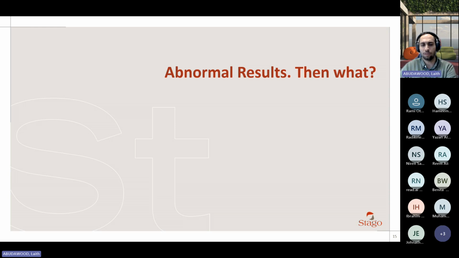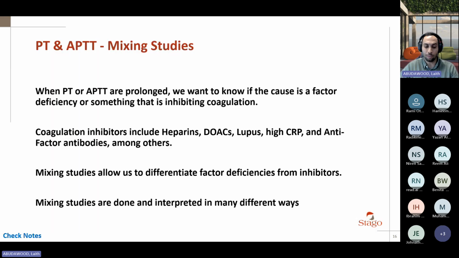Now, let's say my PT or APTT or fibrinogen are abnormal. What do I do next? Now, as definitely many of you know, when PT or APTT are abnormal, the standard protocol is, okay, let's run a mixing study. All right, what is a mixing study really? A mixing study is done for a very simple reason. My PT or APTT are prolonged, all right? I want to know, is this a prolongation caused by a factor deficiency in the patient's blood, or is it something else? So I have either a factor deficiency causing PT or APTT prolongation, and I have everything else. The everything else, I call them inhibitors.